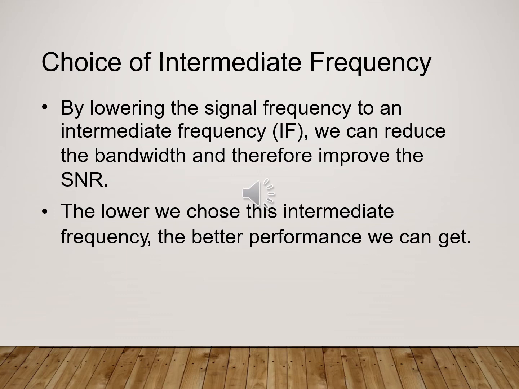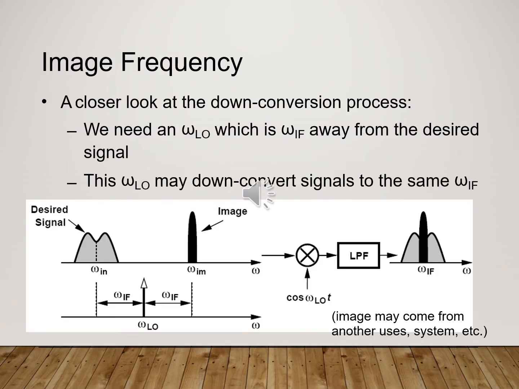The lower we choose the intermediate frequency, the better performance we can get, but we can ask ourselves why we need to get it lower, or what is the bound, the minimum value of intermediate frequency we have to get. In this slide, we describe what we call image frequency. When we use a filter and down convert the RF to the intermediate frequency by changing the local oscillator, we need to think about the image frequency.